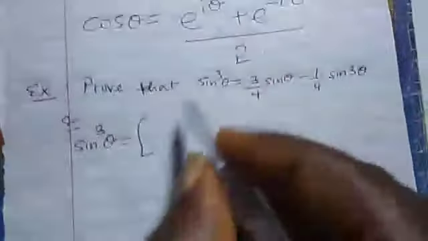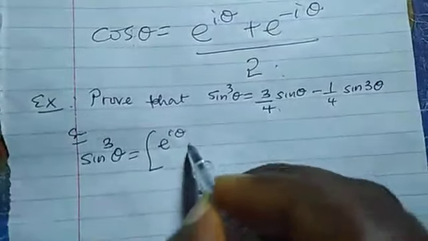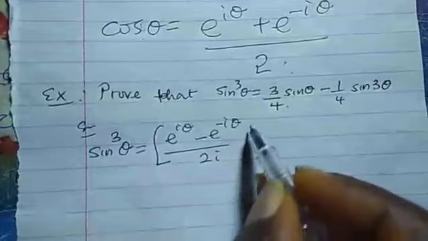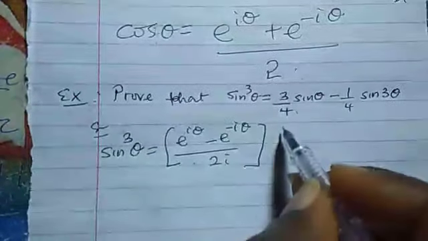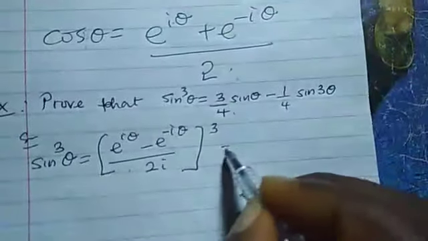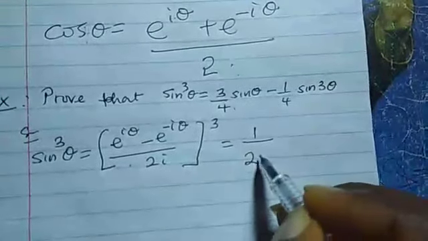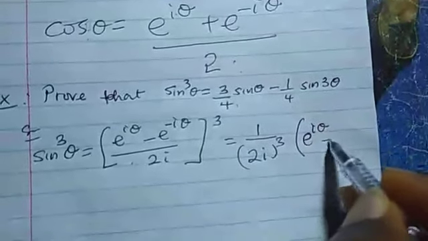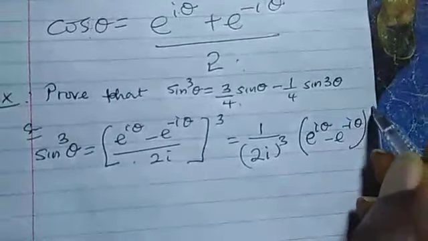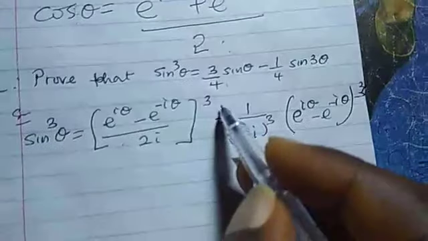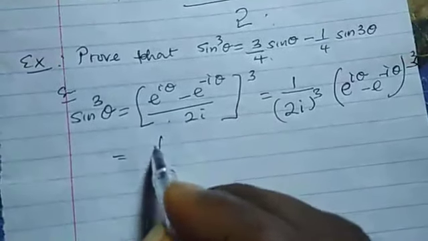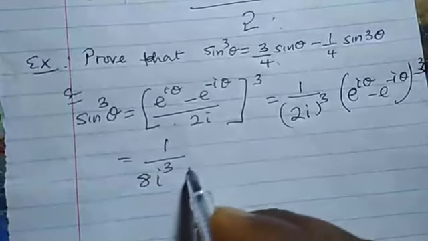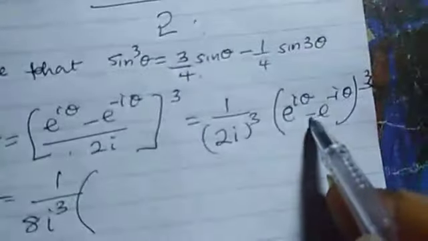Sine theta is this: exponential i theta minus exponential minus i theta divided by 2i. So there's a cube. This is sine with a cube on it, sine cube theta. So this is just 1 over 2i cube into exponential i theta minus exponential minus i theta raised to power 3. Now, this will just be 1 over 8i cube.